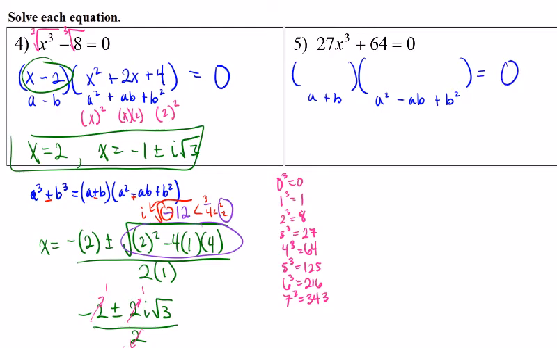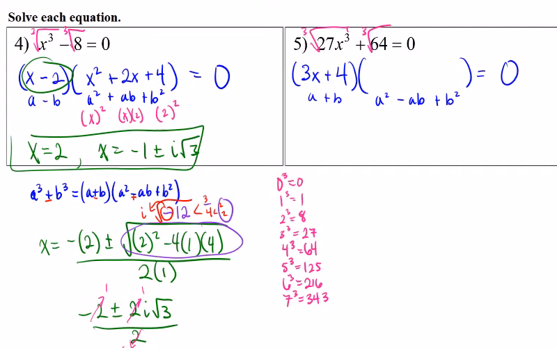And so first of all, I want to identify a and b. So I'm going to take the cube root of this, excuse me. Cube root of 27 is 3, so I'm going to put a 3 here and an x, because the cube root of x cubed is x. And then when I take the cube root of 64, that gives me 4, so I'm going to put a 4 here. Remember this is positive, so I'm going to put a plus here.